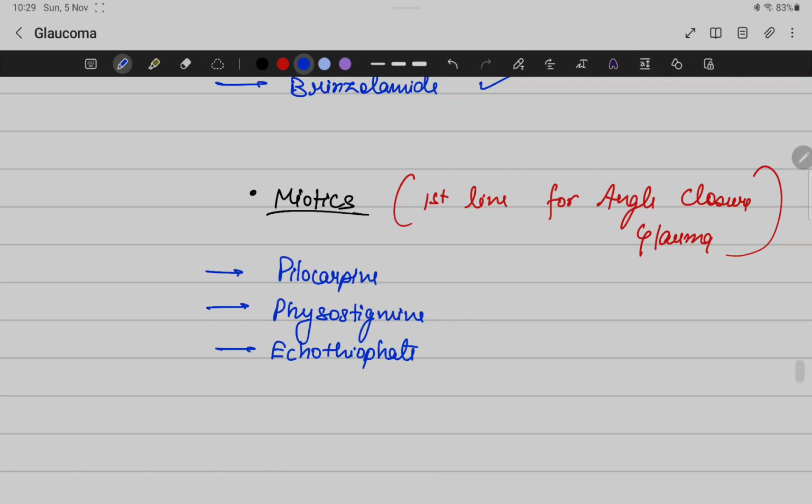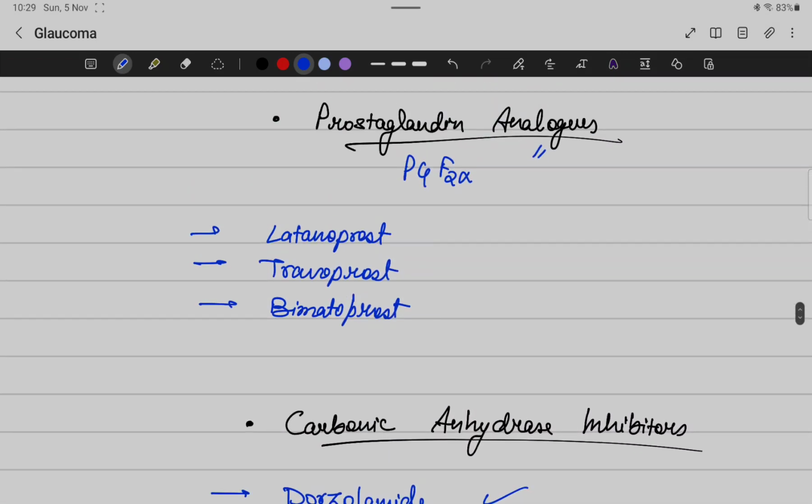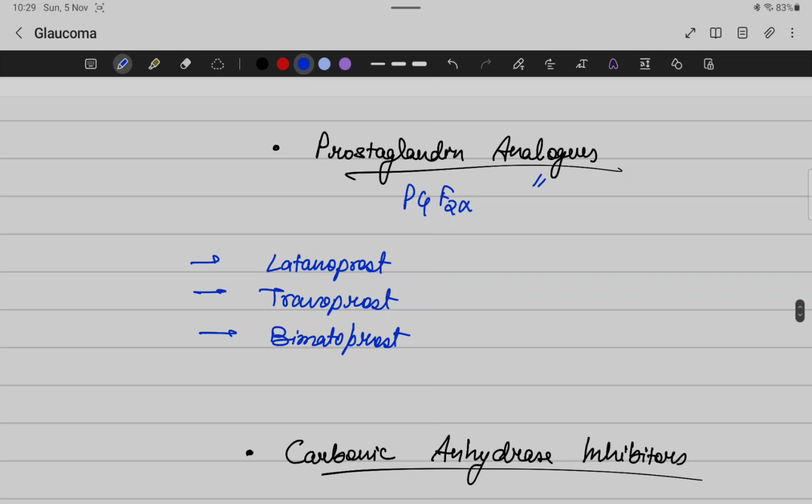What about your open angle glaucoma? For open angle glaucoma, there is some problem in the outflow. The angle is wide open, so we'll have to increase the outflow. So what did we use to increase the outflow? Your prostaglandin F2 alpha. So we'll use prostaglandin analogs like your latanoprost. So these are your first line drugs for open angle glaucoma.